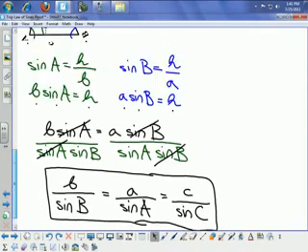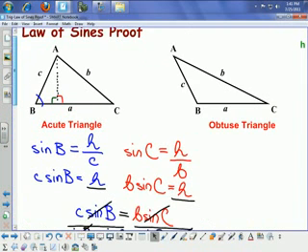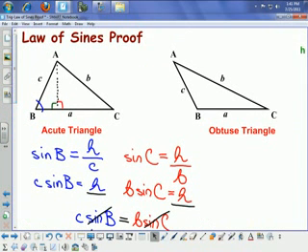In the next video, we will prove it works for obtuse triangles as well. However, if you want to take a moment and try it on your own first, and then you could use the video to check your work. I will be back in a moment.